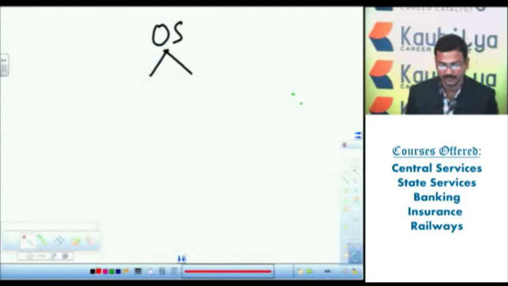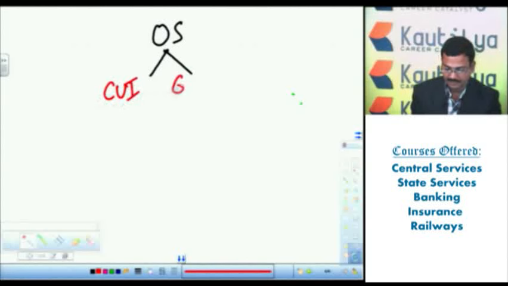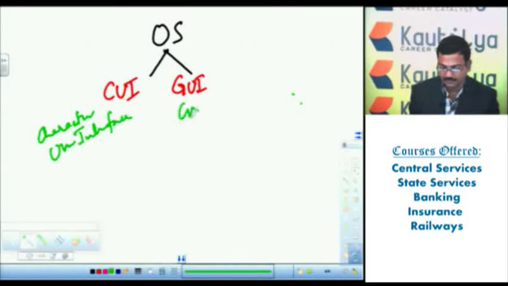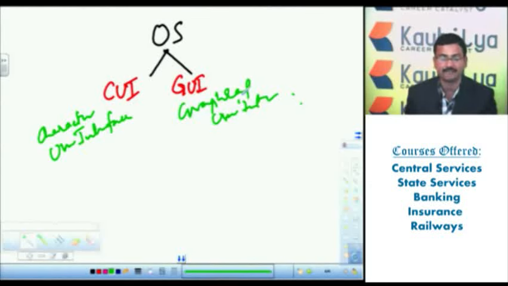An OS is categorized into two parts, based on the interface. One is CUI and the second is GUI. CUI stands for character user interface. GUI stands for graphical user interface. What is the difference between a character user interface and a graphical user interface?